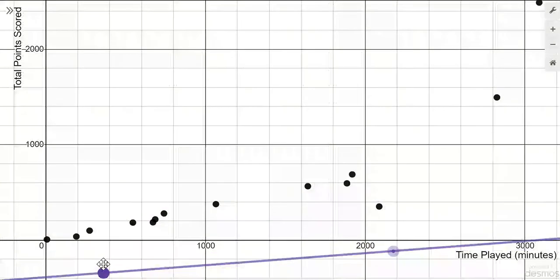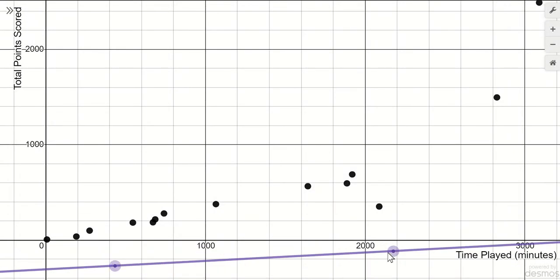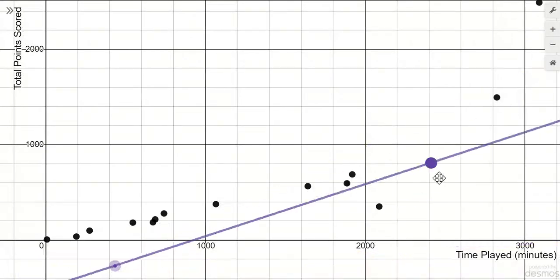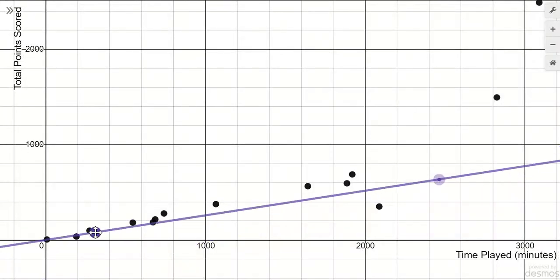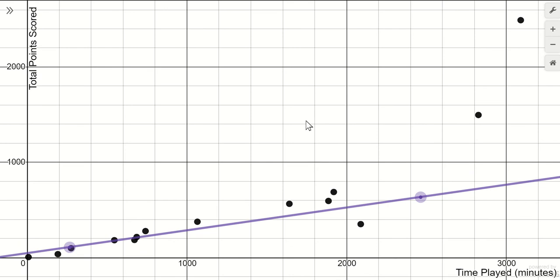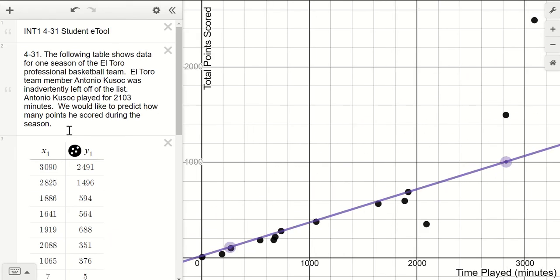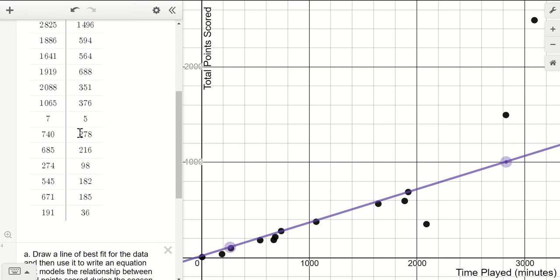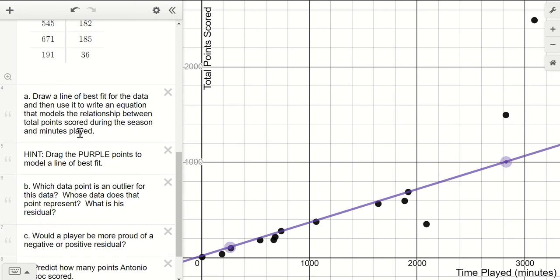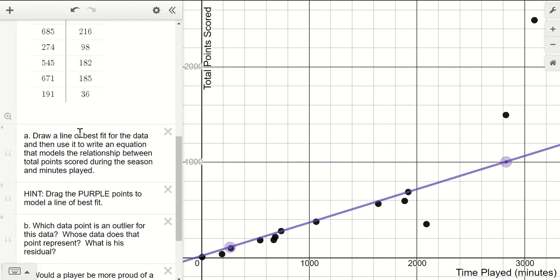There are these two lines. There's this purple line that has these two purple dots, and as I move them around, I can come up with what I think would be an appropriate line of fit. My instructions over here are what I just read. Here's the data that's entered for us. Very nice. Then it says draw a line of best fit for the data and then use it to write an equation that models the relationship. It does say hint, drag the purple points to model a line of fit.